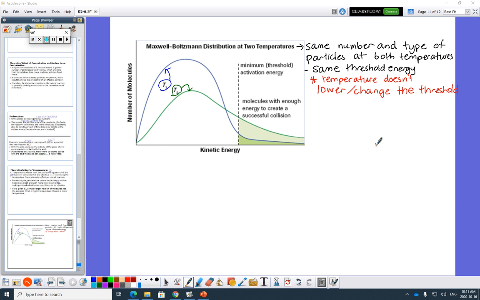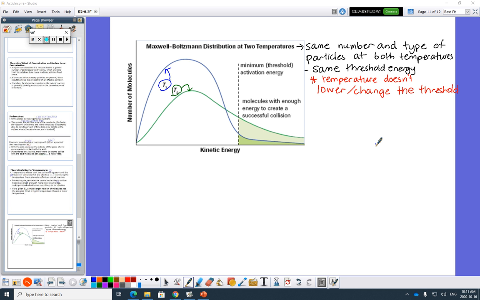Okay, so where were we? The temperature does not change the threshold energy. So we need to decide, is temperature 1 hotter or temperature number 2? So again, the shading of the picture, I don't love. It's not my favorite. So temperature 1 is my blue line, whatever color you made it.